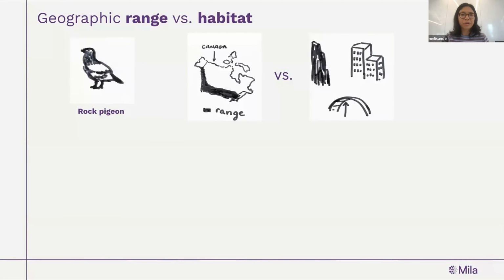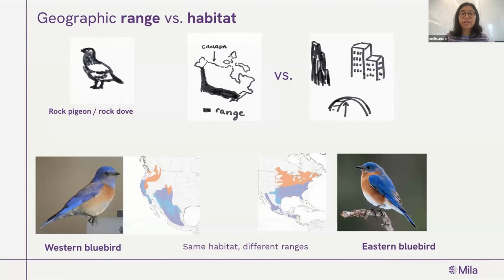bridges, and so on. On the other hand, you can also have species that have the same habitat, but different ranges. So if you look at the western bluebird and the eastern bluebird, they look a bit similar and they have the same habitat, but they are never found together in the same place because one of them lives on the west coast and one of them on the east coast of North America.